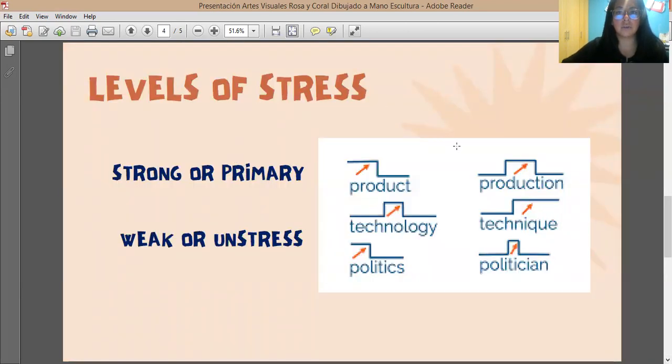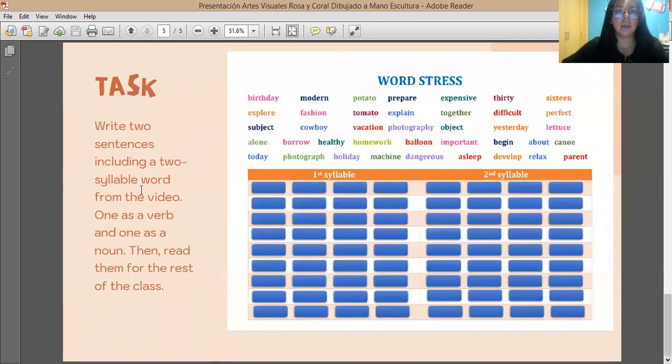Then we have the levels of stress, the strong or primary, and the weak or unstressed. So here we have other words to practice the different levels of stress. I try to make it really simple, not to be confusing. And I have thought about a task.